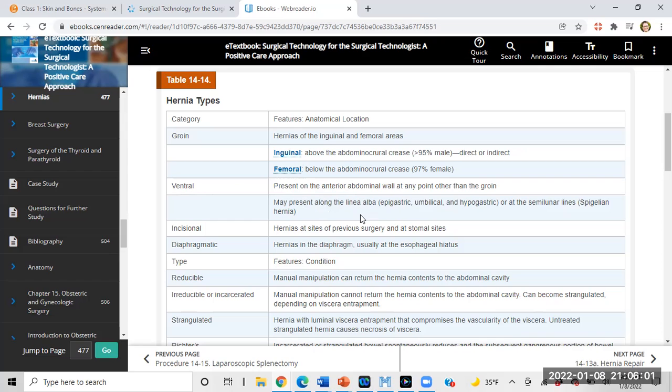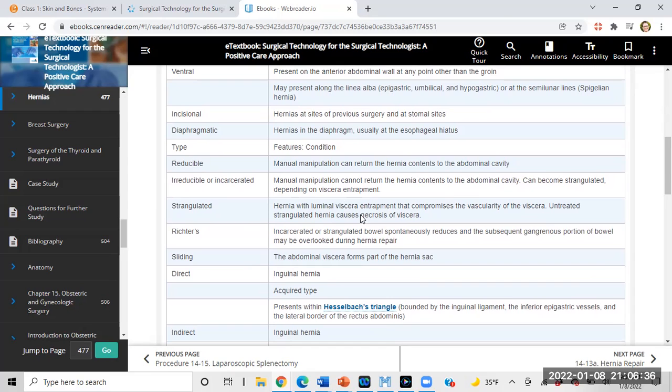Also at the semilunar lines of the abdomen is a fairly common place. And then incisional hernia, this can occur after a surgical procedure or at a stomal site. This is just where that tissue is weak and bulges out of that incision or suture. Diaphragmatic, this is hernias in the diaphragm. We do usually see it at the esophageal hiatus.